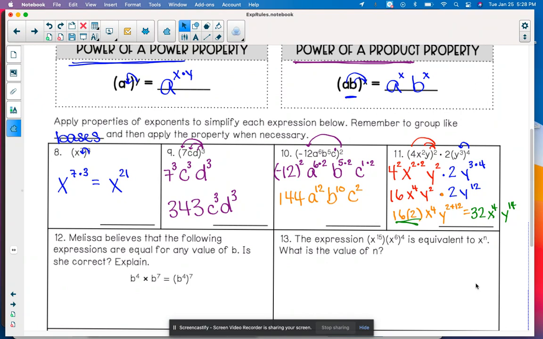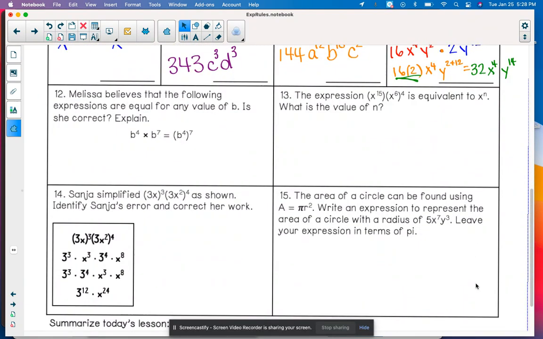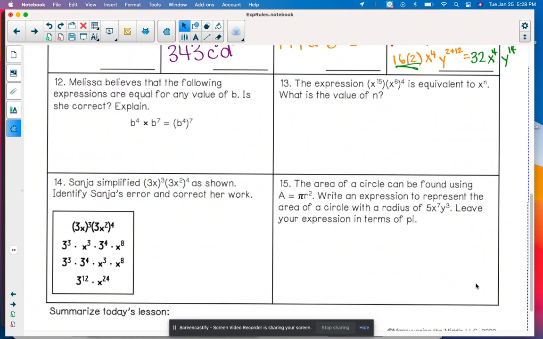All right, we have 4 examples left, and then we will be done with the notes for today. So in number 12, Melissa believes that the following expressions are equal for any value of b. Is she correct? So I'll give you a moment to look at this problem and determine, are these two equal?